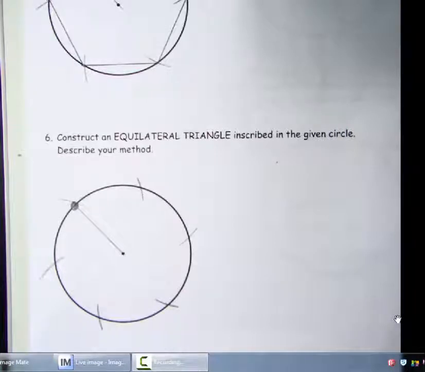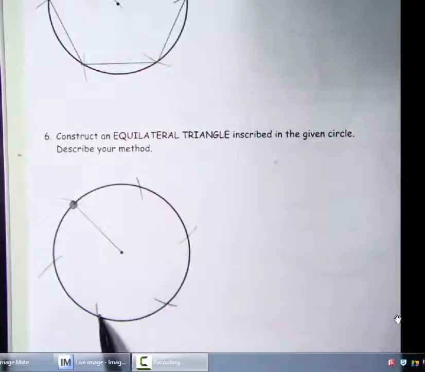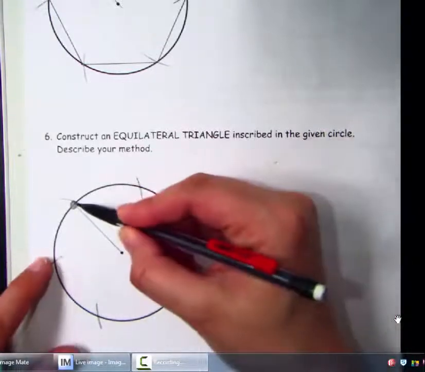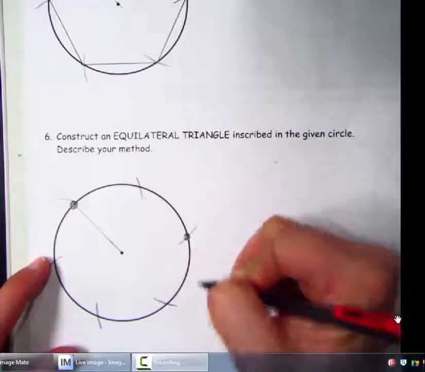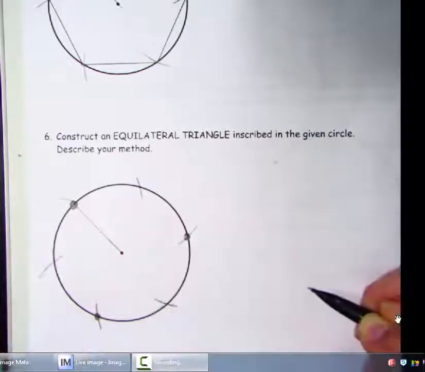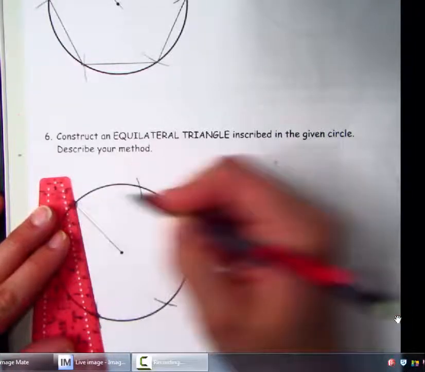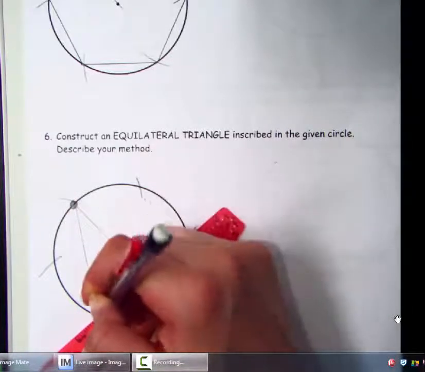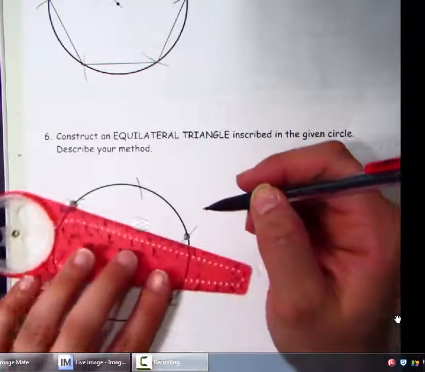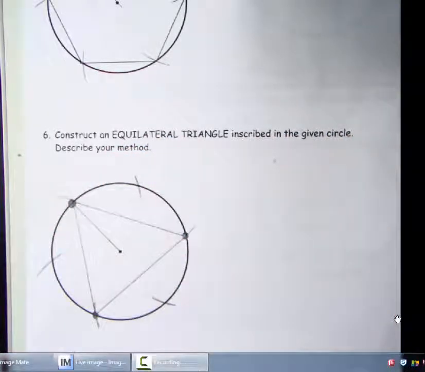Now to make the equilateral triangle, you're going to skip every other hash mark. We're going to use the original vertex that we had, skip 1, use this one over here, skip 1, and this vertex down there. If you connect those 3 vertices, you're going to have an equilateral triangle. That would be the most efficient way to construct an equilateral triangle.